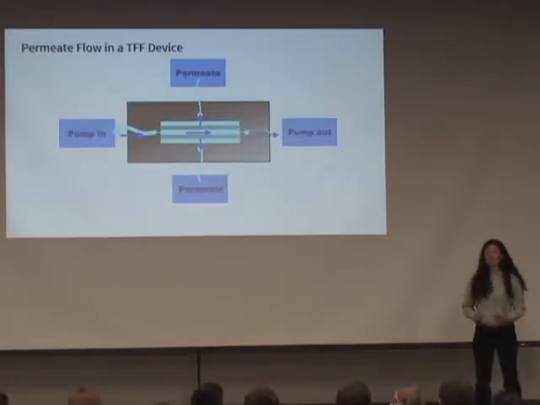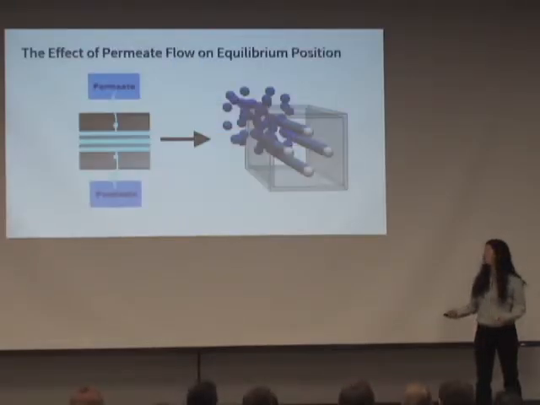Whereas in the straight channel, the only thing that you can vary is the flow rate in. With the TFF, you can vary both the flow rate in and the flow rate out because the permeate makes up the difference between the 2. So I'm interested in figuring out how varying the permeate affects where the equilibrium positions are, and how this effect is dependent on particle size.